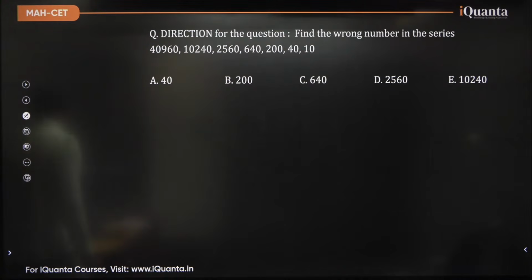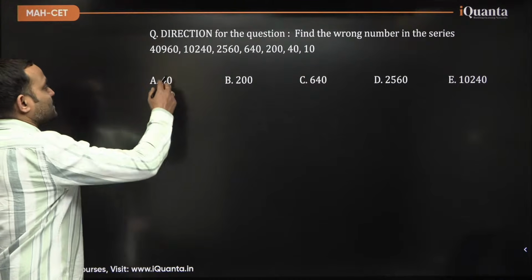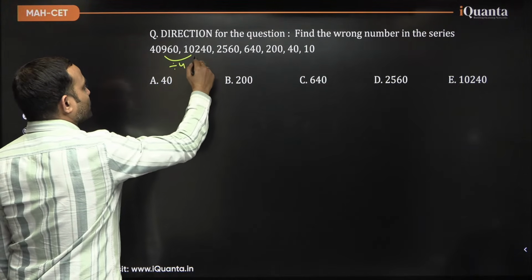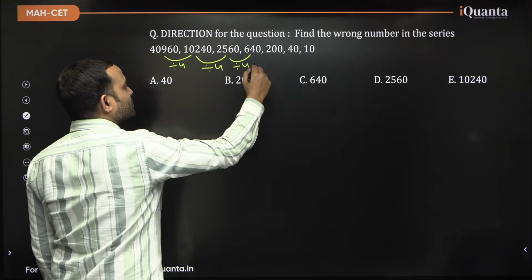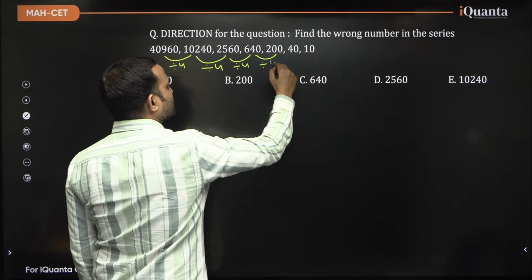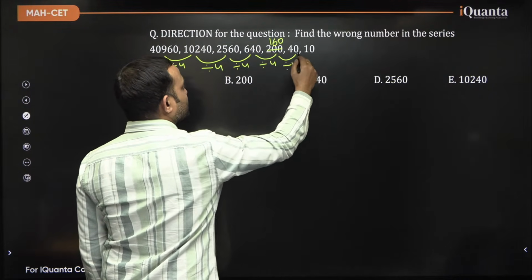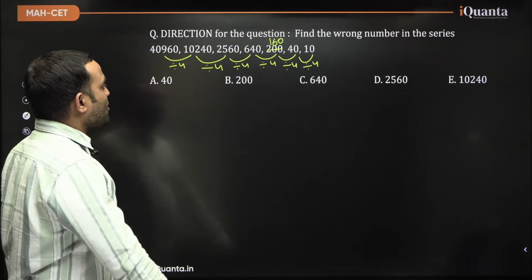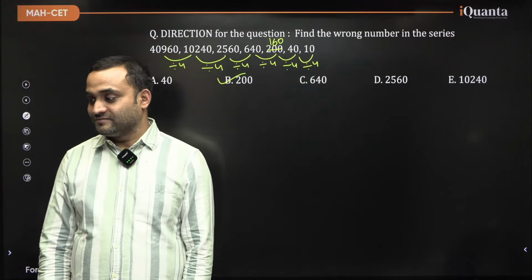What's the answer? Option B, yes. What is happening is each number is divided by 4. This is divided by 4, then again divided by 4, then again divided by 4. If you divide this by 4, you should get 160. Then again, if you divide it by 4, you get 40. Dividing this by 4, you get 10. So the wrong number in this series is option B, which is 200.